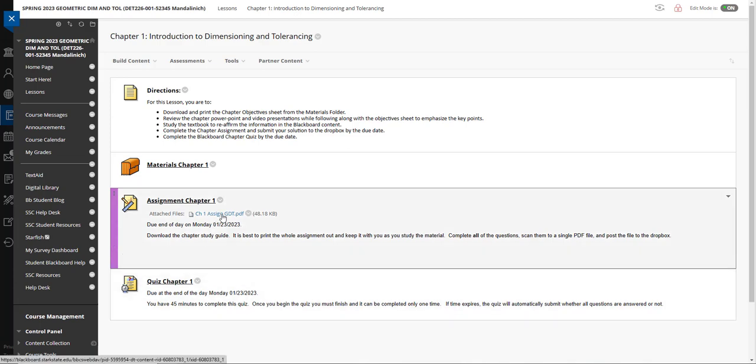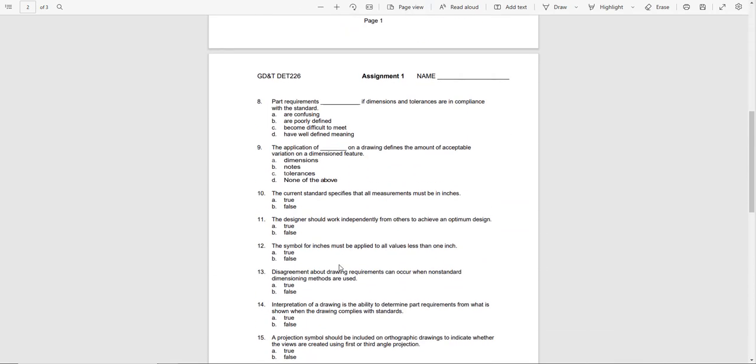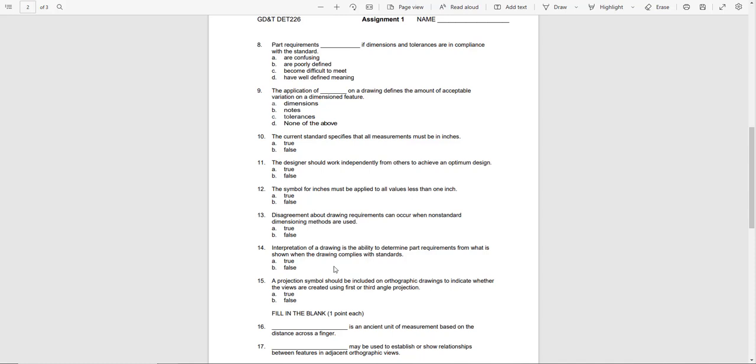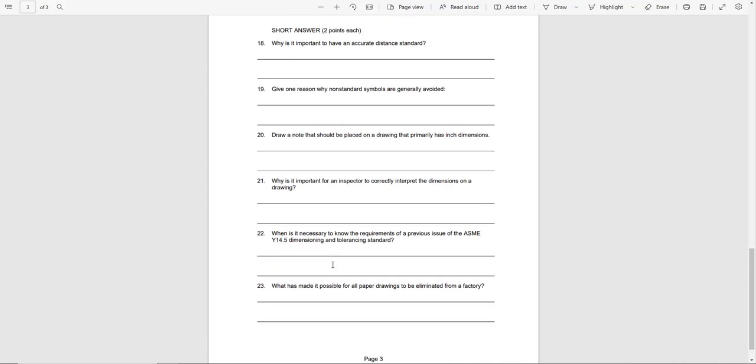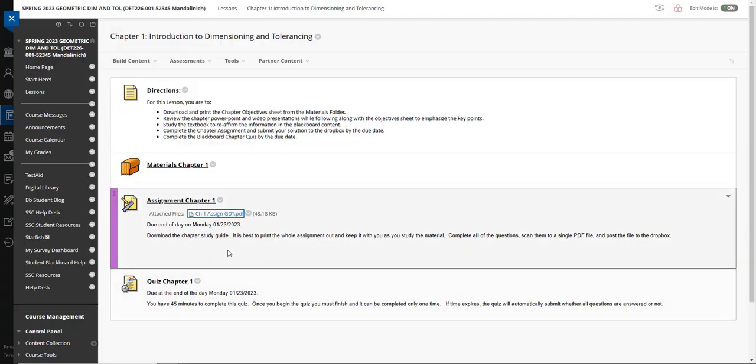Within the chapter assignment, I'll show you one here. There is a certain number of questions, and I just want you to circle the correct answers. This was a good way for me to do it. I like this format because you're going to print this out and have it in front of you as you're studying the material. If something comes up, you're going to use this as you study. It's kind of like a study guide for the material, so you're going to fill it out as you go along. Once you're done with that and you're confident with the material, then you can go ahead and take the quiz. These all tell you what the due dates are.